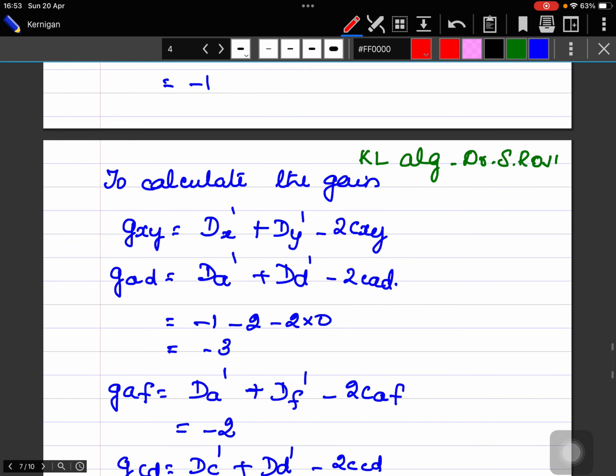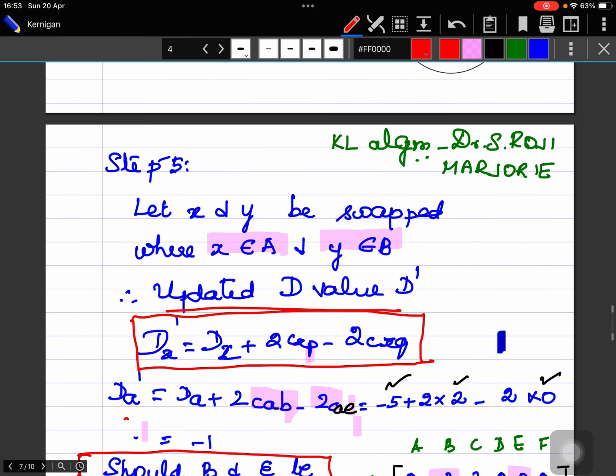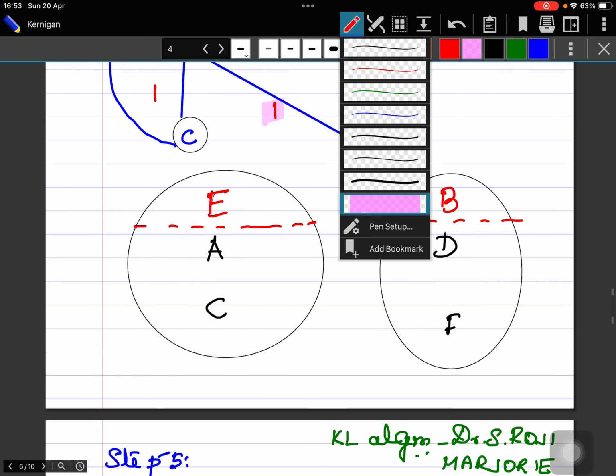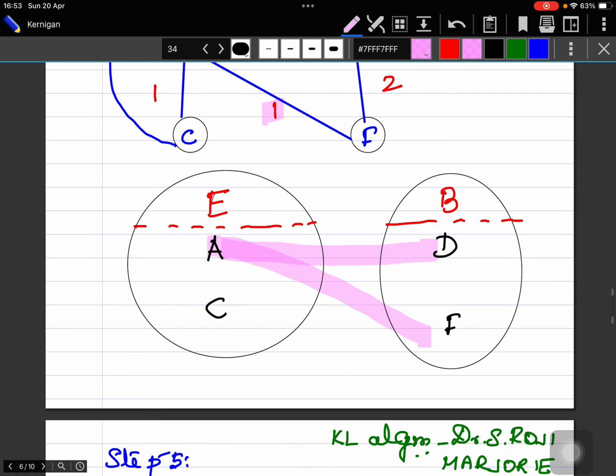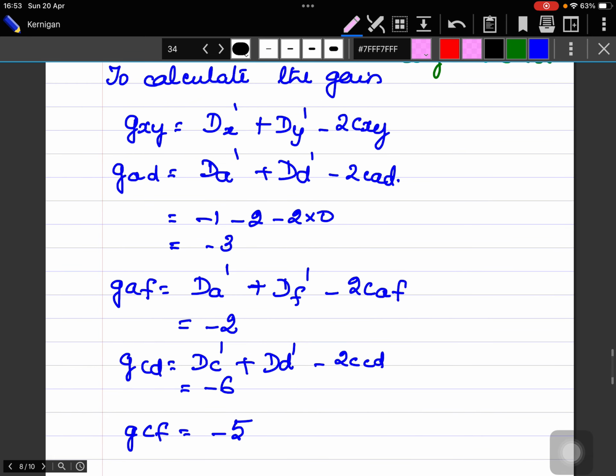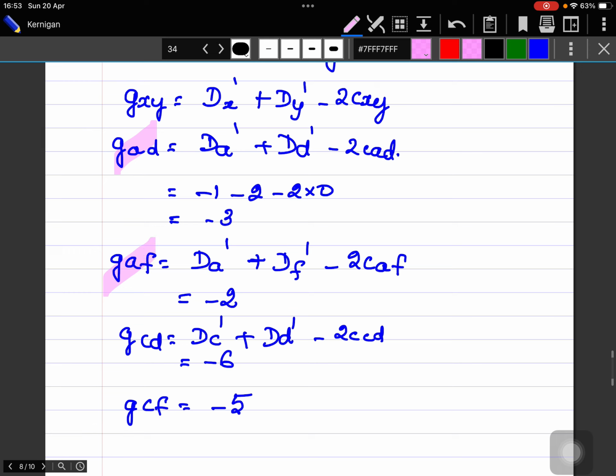The gain value is given by gxy is equal to dx dash plus dy dash minus 2cxy. What are the pairs which I can consider now? AD, AF, CD and CF, right? So those pairs I should consider. I've calculated the gain of GAD, GAF, GCD, and GCF.